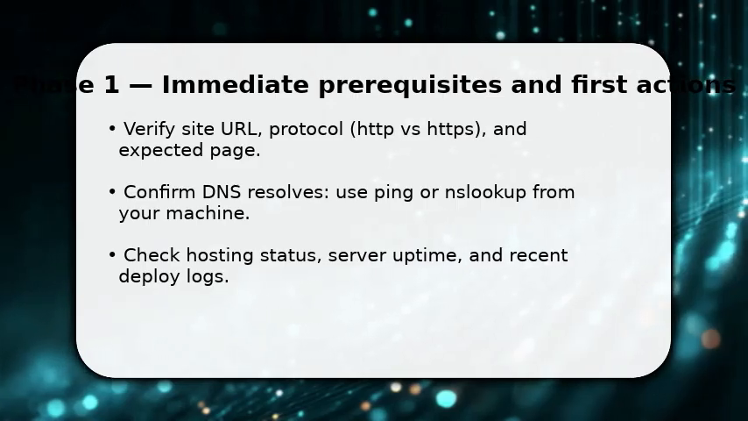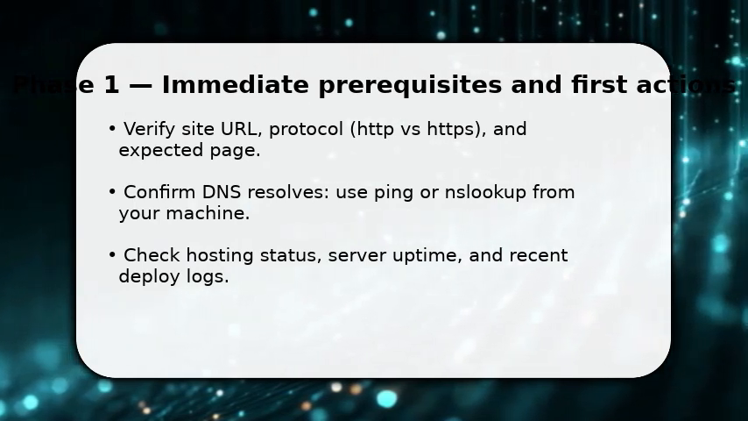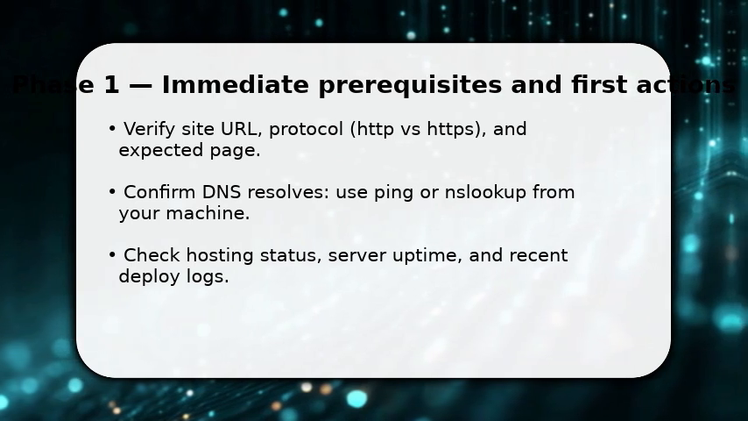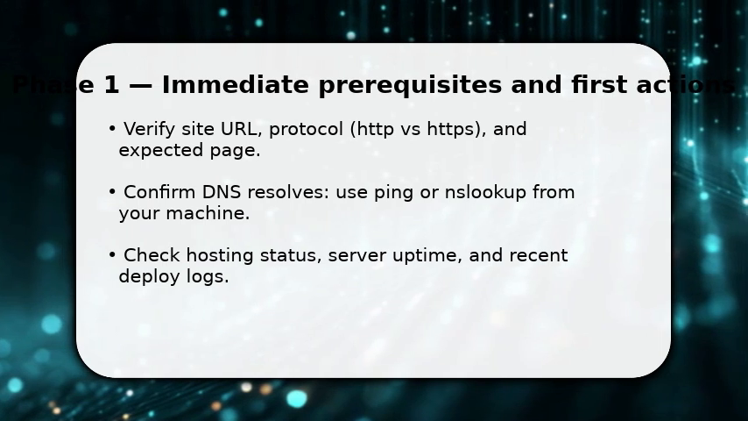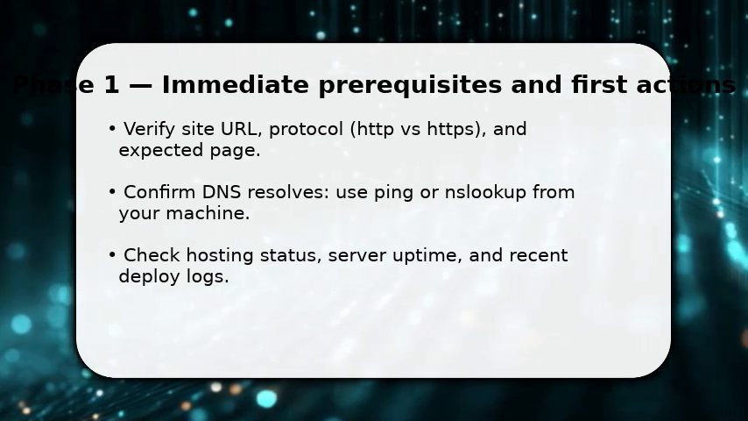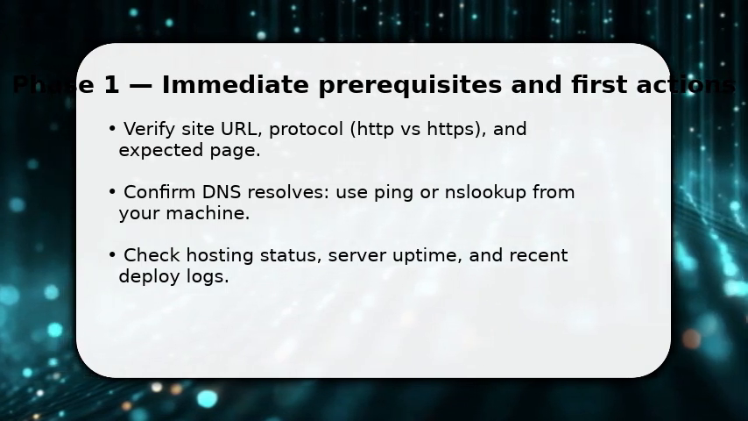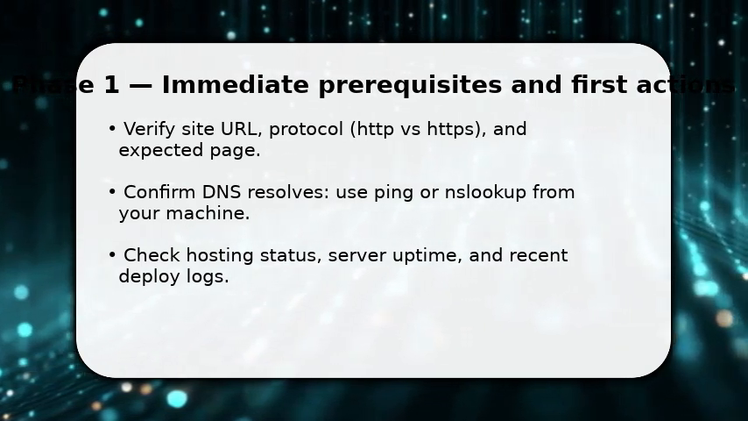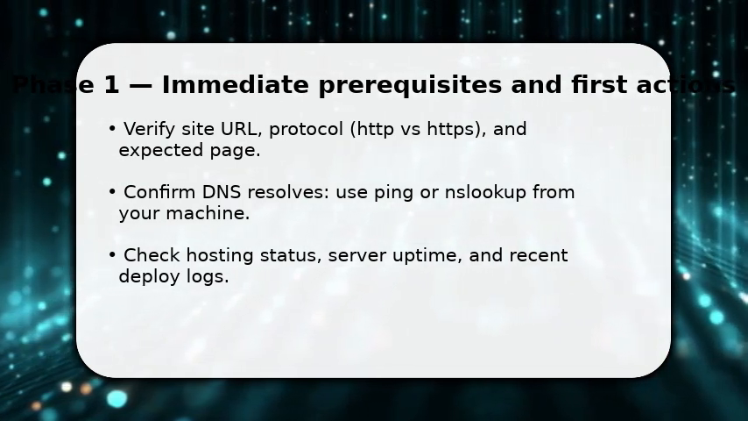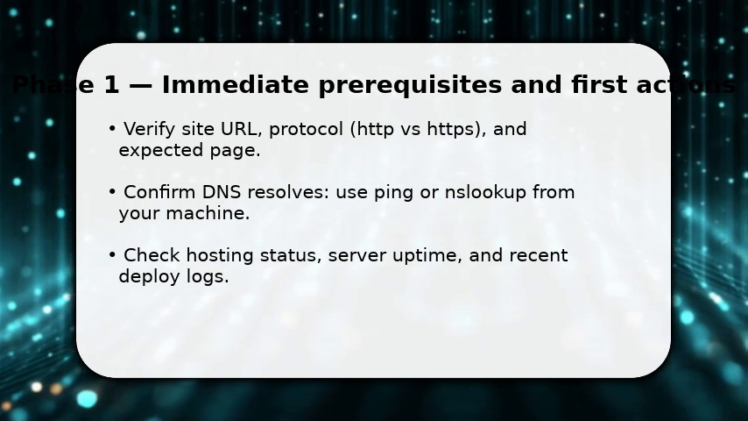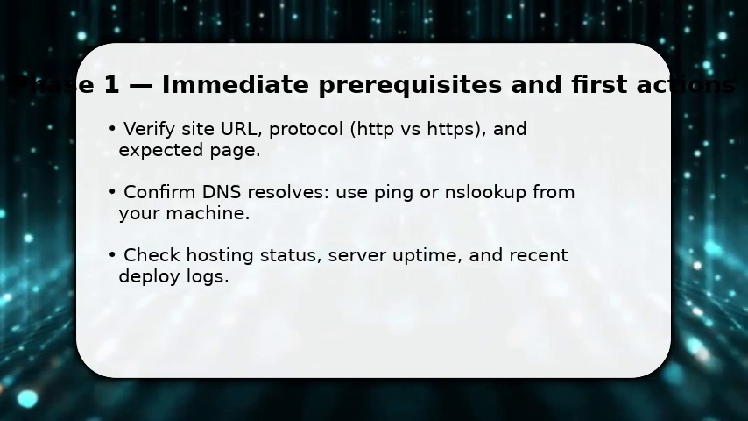You start by validating access and basic connectivity. This saves time. First, enter the exact URL and try both HTTP and HTTPS. If that fails, run ping or nslookup to confirm DNS resolution, then check your hosting dashboard for uptime and recent deploys. Once done, open the server logs for the last 30 minutes to find errors. Make sure to note timestamps and any 5XX or 4XX codes, because those tell you where to look next.